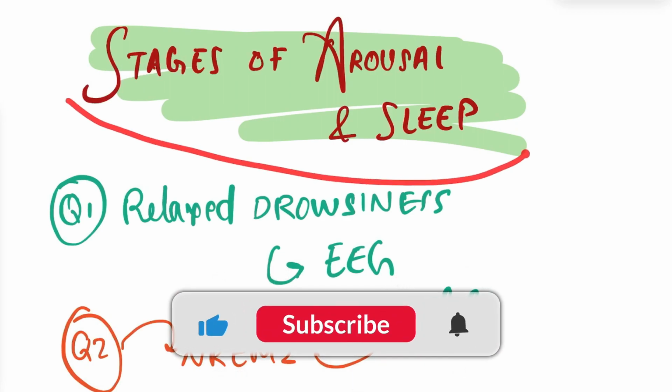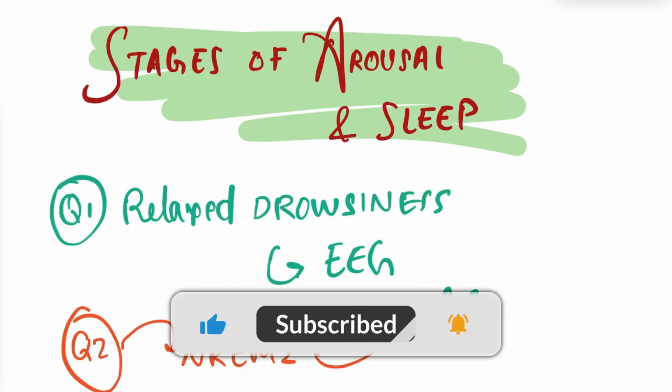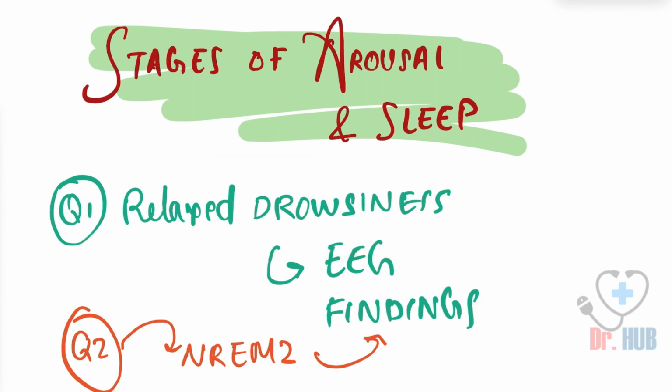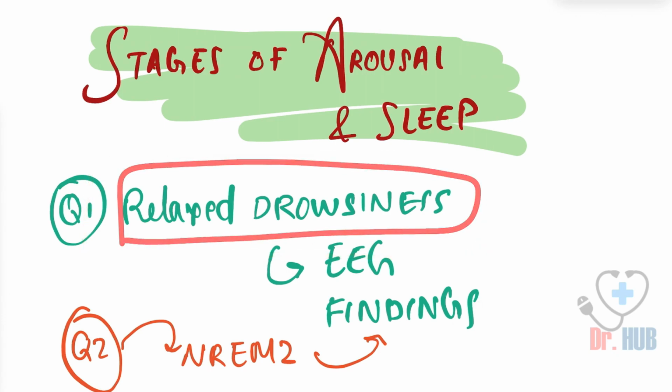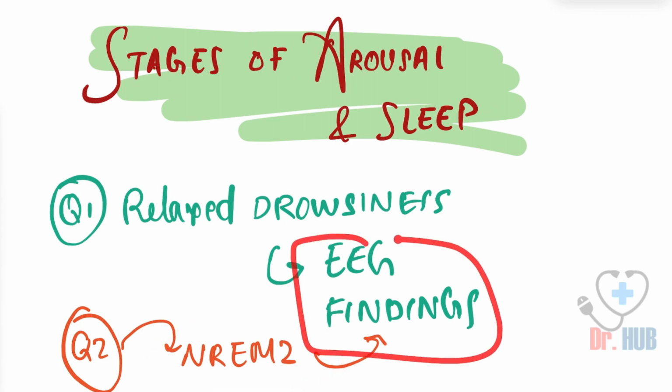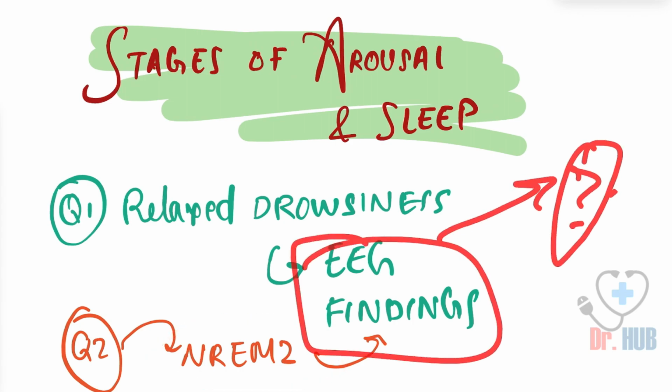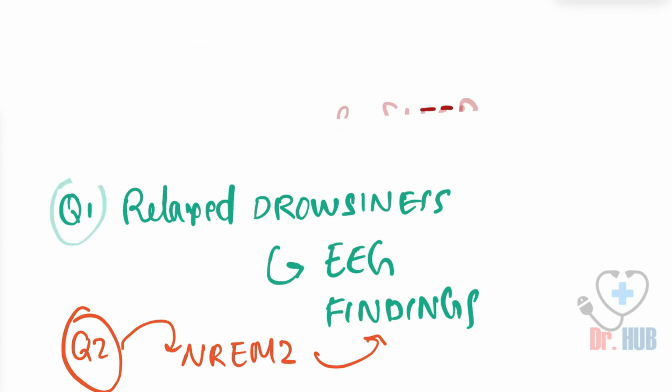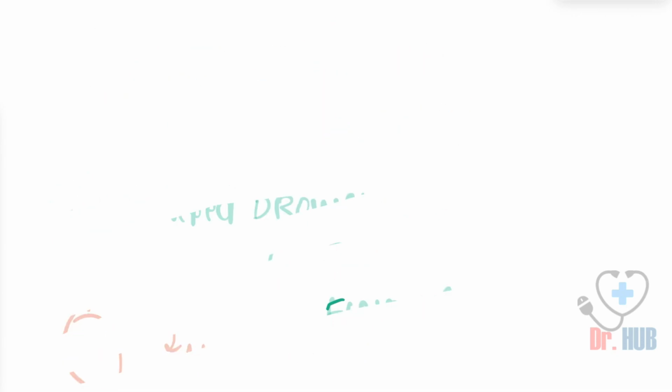Today we are going to look at the stages of the arousal of sleep. So we have first two questions. The first question is, in case of relaxed drowsiness, what is the EEG finding? And the second question, in case of NREM2, what is the EEG finding? So in this video, we'll find the answers to these questions and learn in detail about this topic.